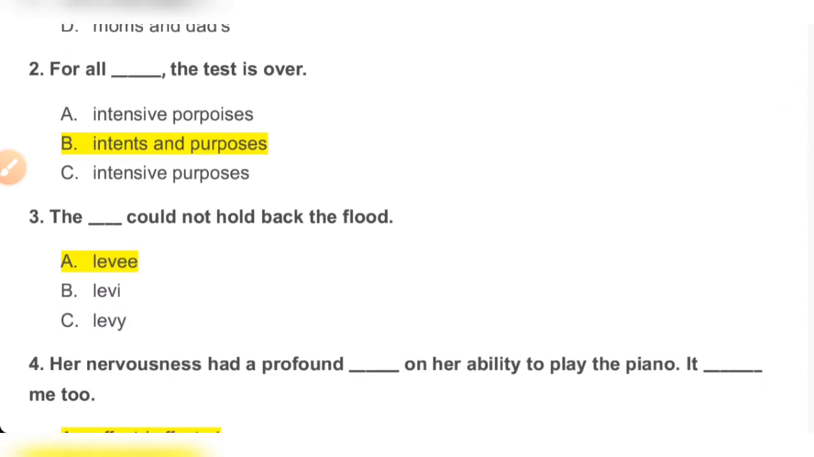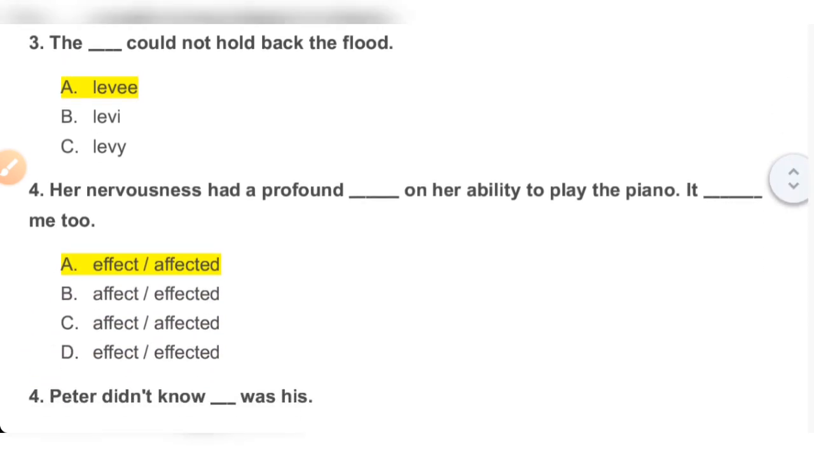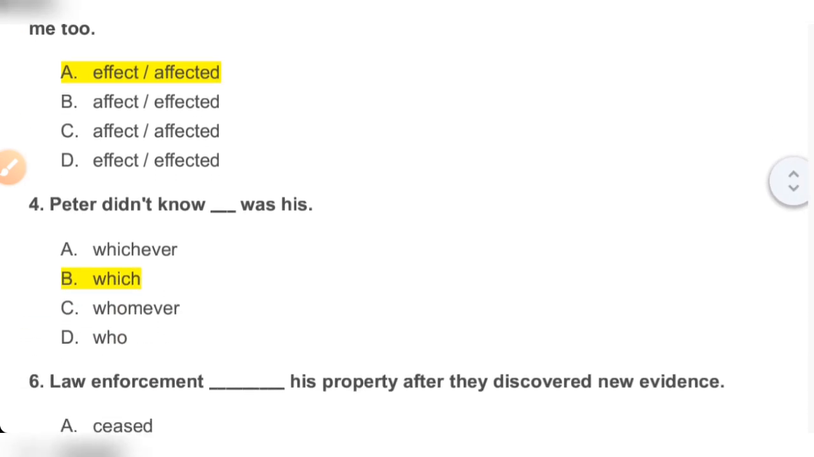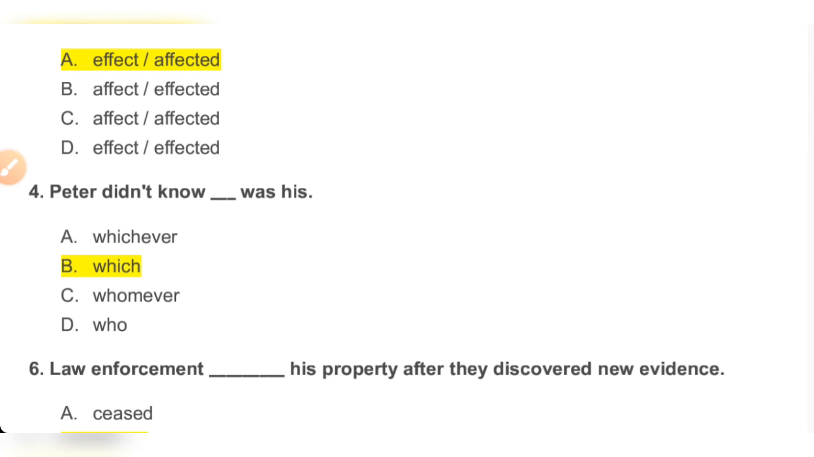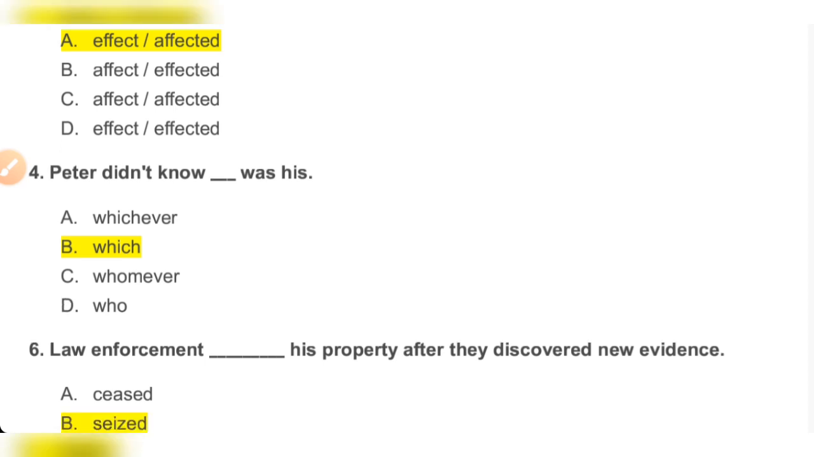Third question is: the dash could not hold back the flood. The correct option is option A. Fourth question is: her nervousness had a profound dash on her ability to play the piano. It affected or effect. Option A is the correct option. Fifth question is: Peter did not know dash was his. Whose or who's. There are four options and option B is the correct option.